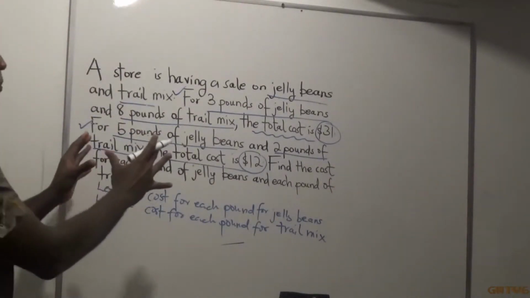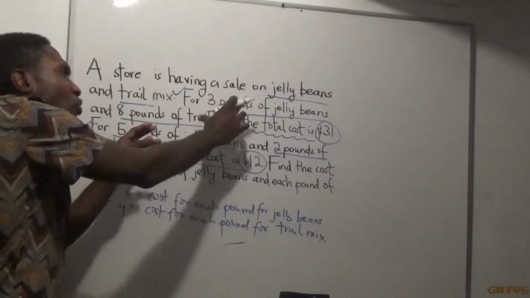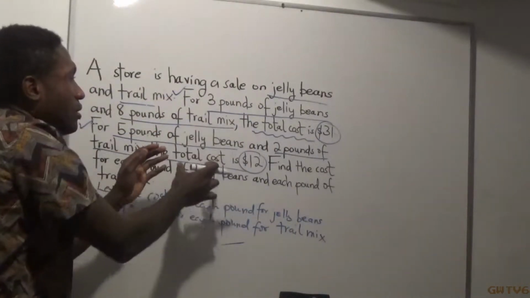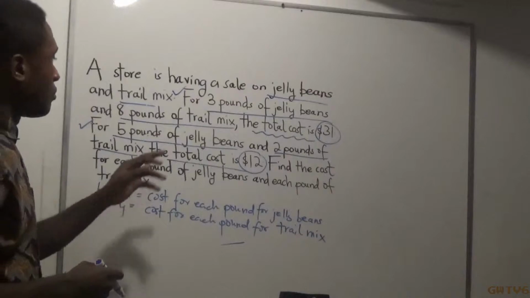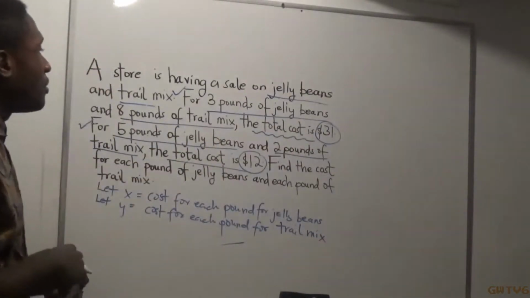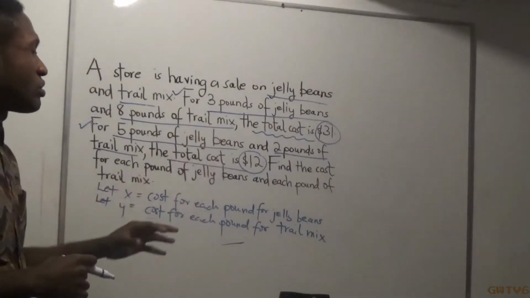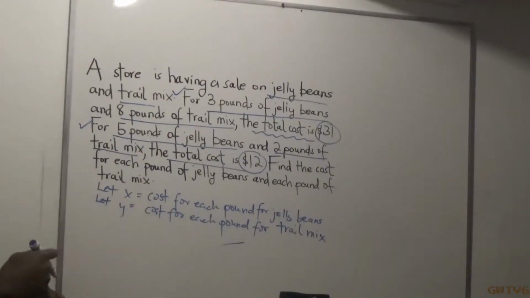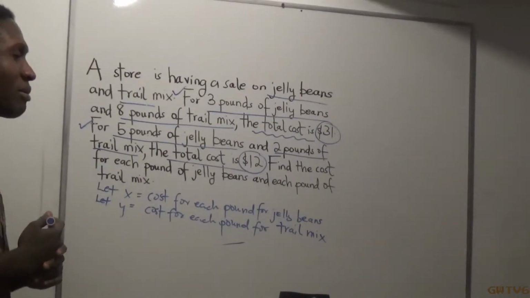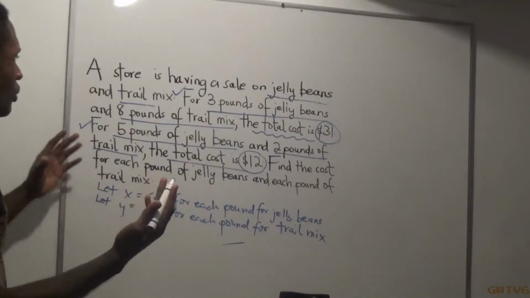So anytime I have a word problem like that, where they talk about two things, and they talked about those two things twice, with each of them giving us the total cost, I know that I have to do, again, the system of linear equations. So now this is what I'm going to do.